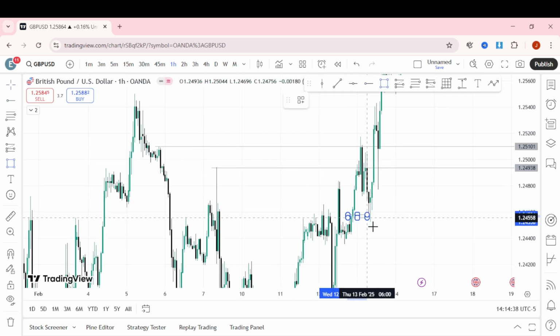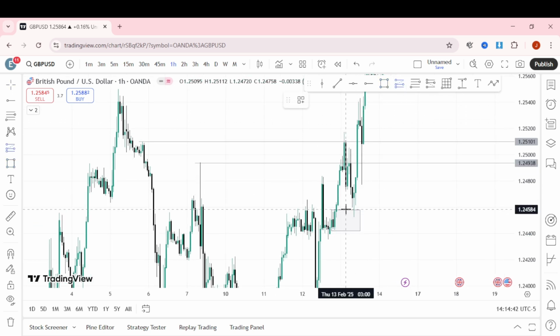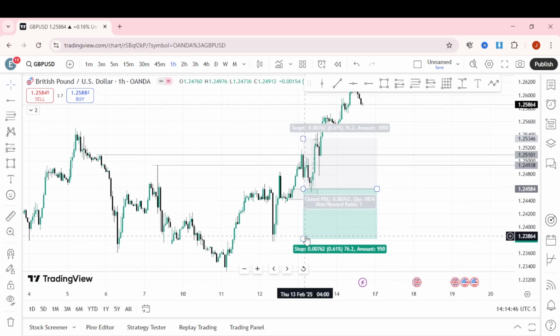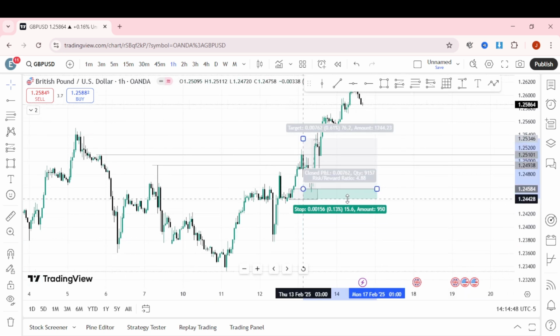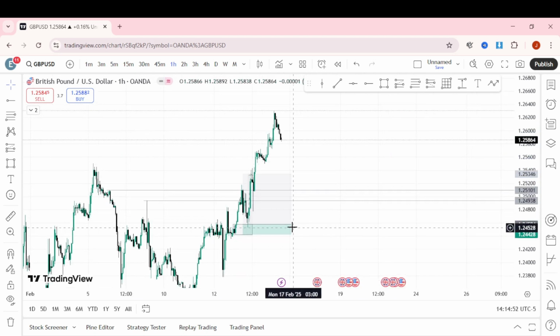So this is on a 1-hour time frame. So now if you are going to look forward into the long term, this is going to be a massive risk to reward ratio. And mind you guys, this is a 1-hour time frame, so there's going to be a massive risk to reward ratio.